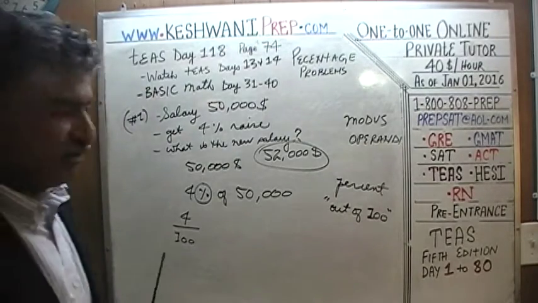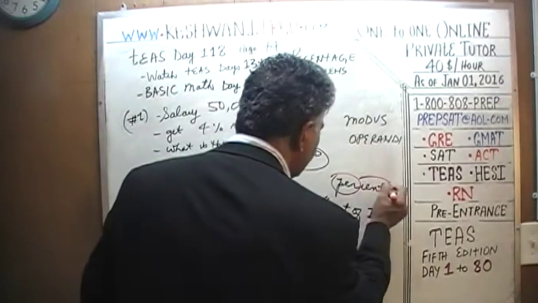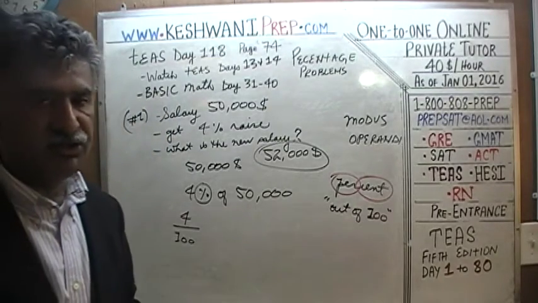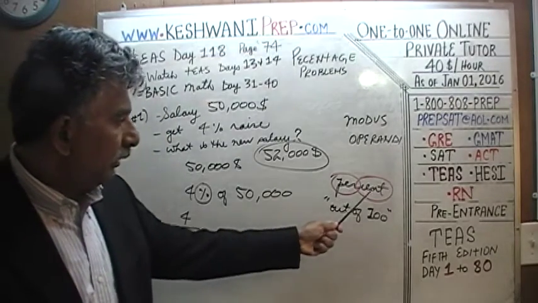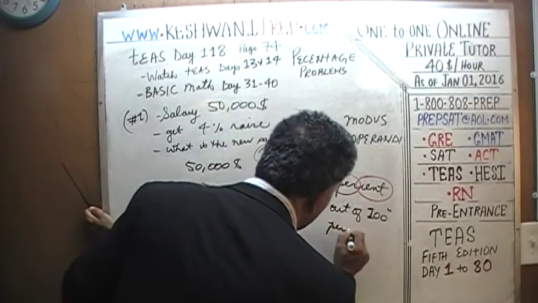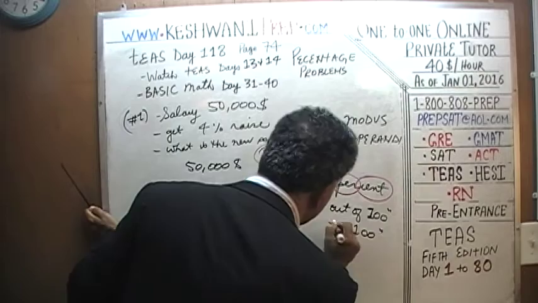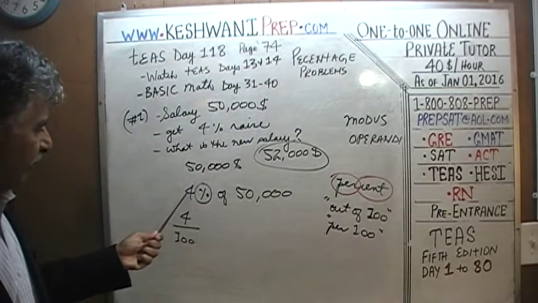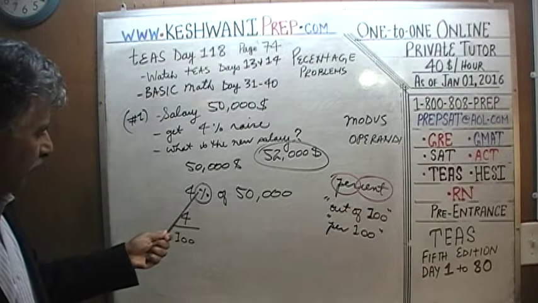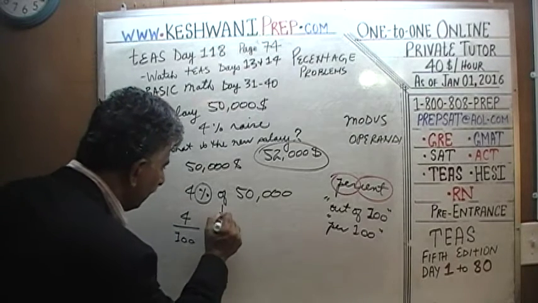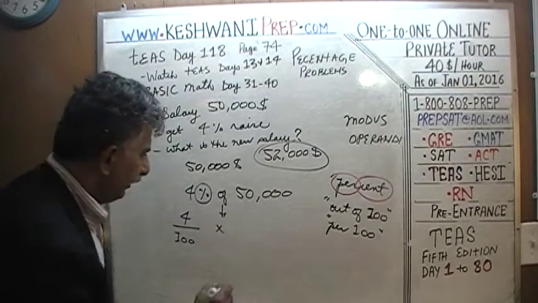Percent, per cent, is where the word century comes from. Century means 100, so per 100, or out of 100. Percent means per 100. 4% means 4 out of 100. Of means times, and then 50,000.